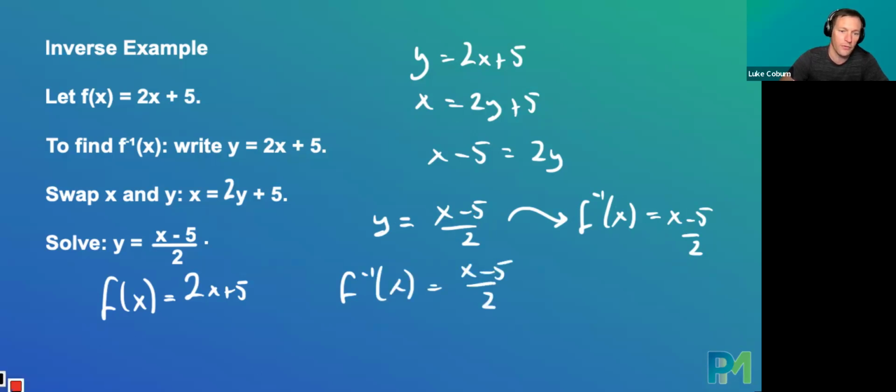Let's just try it with the number 5. F of 5 is 10 plus 5, which is 15. F inverse of 15 is going to be 15 minus 5 over 2, which is 10 over 2, which is going to be the same number back out again. So that's what all of this is about. Okay.